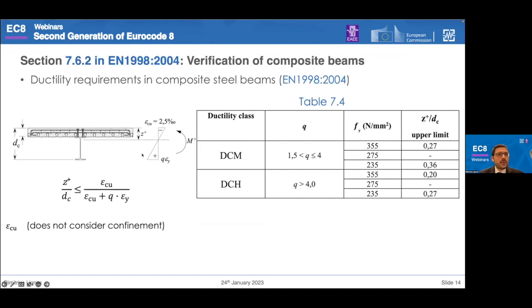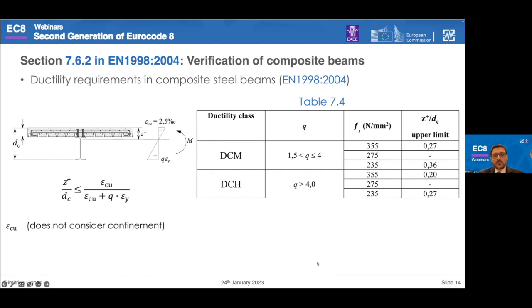And if we look at the current Eurocode, this would be in table 4.7, you see that the previous provision was based on the assumption that concrete crushing was not considering confinement. So this was like a 2.5 mil at the top of the slab. And this is why the upper limit on the Z over DC ratio was actually much more strict compared to what is proposed now.